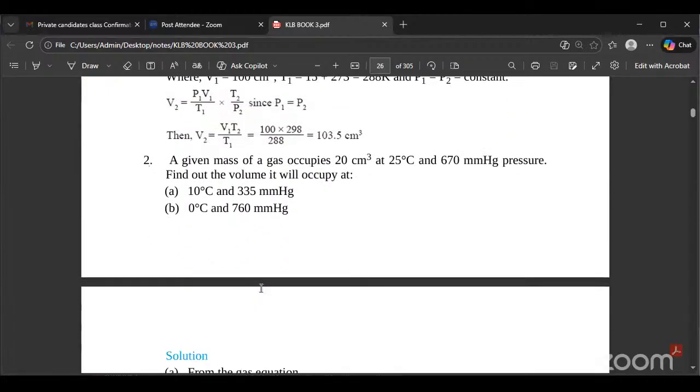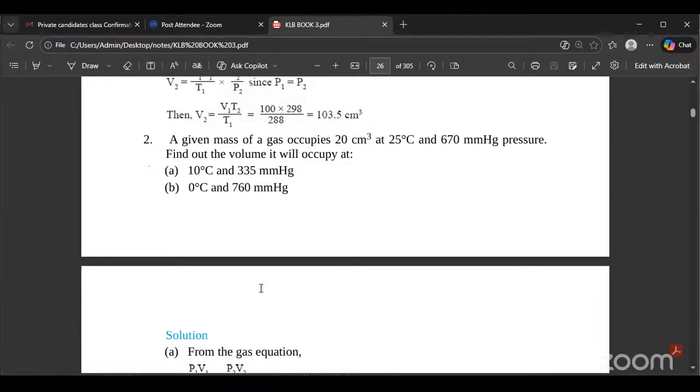I will do question number 2. Question number 2 is saying a given mass of gas occupies 20 centimeters cube at 25 degrees Celsius and 670 millimeter mercury pressure. Find out the volume it will occupy at. I want to change this one B to which condition? You have the conditions. Which condition had 0 degrees and 760? Which condition had 0 or 273 Kelvin and 760?